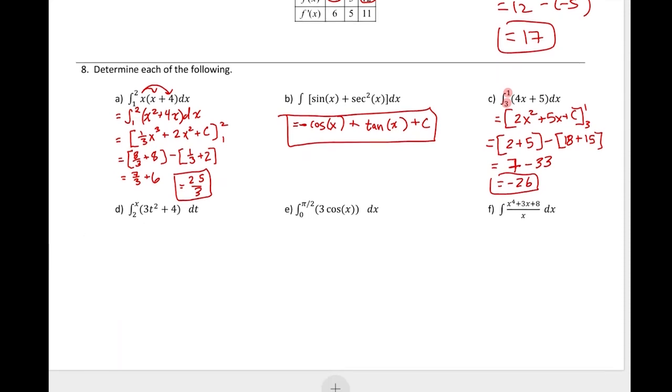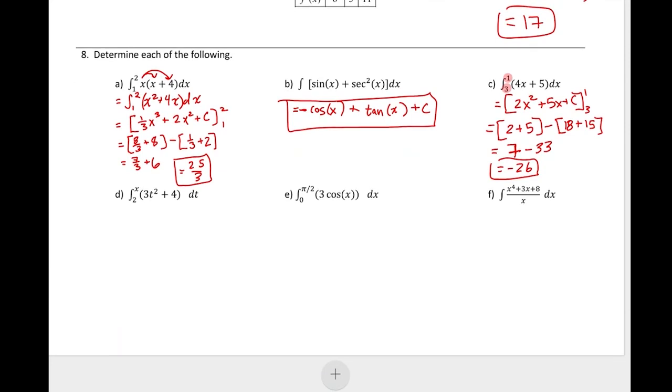Okay, part D. Here we're going from 2 to x, so we've got some unknown variable upper bound here. But we're not really going to think about it any differently than any of these other problems. We're just going to work it out like we did A and like we did C. So first we'll anti-differentiate, and that's going to be t cubed plus 4t from 2 to x, and we're going to substitute in x, and we're going to substitute in 2.